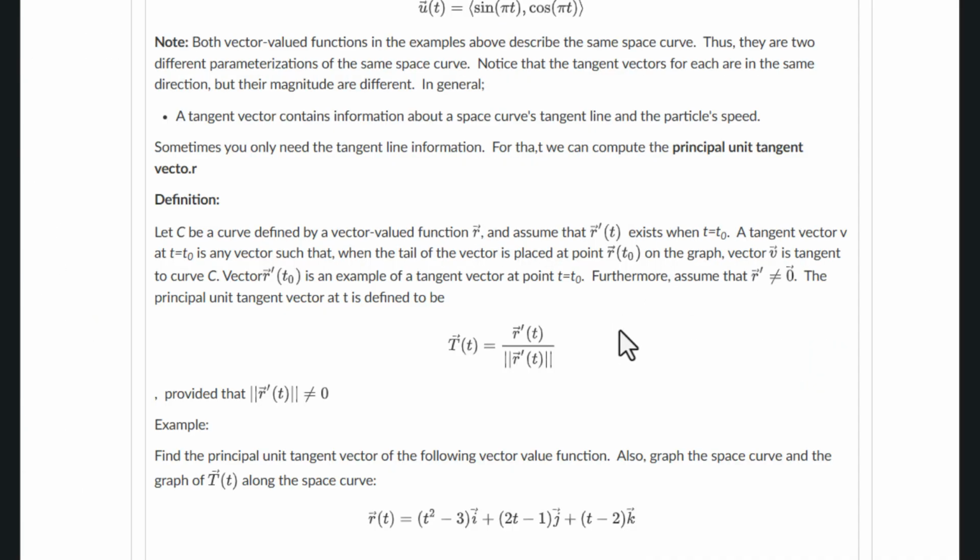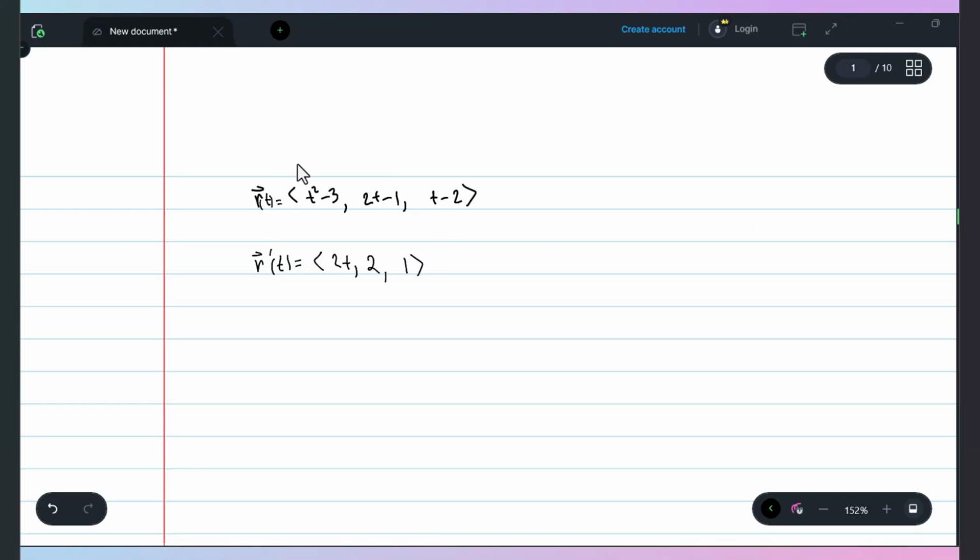To compute the unit tangent vector for a vector valued function in 3-space or 2-space, you just have to take the derivative of the vector valued function, find the magnitude of that derivative, and take the ratio of the two, and just avoid all points where that magnitude is equal to 0. For this example, we have the vector valued function here that describes a curve in 3-dimensional space.